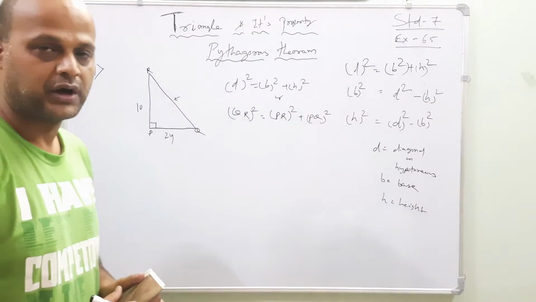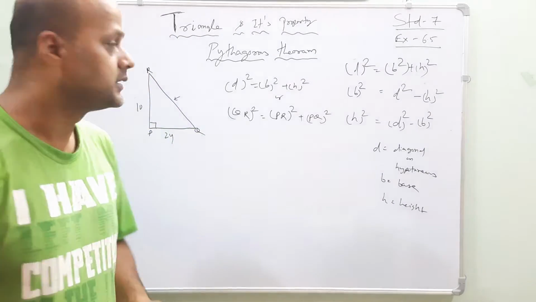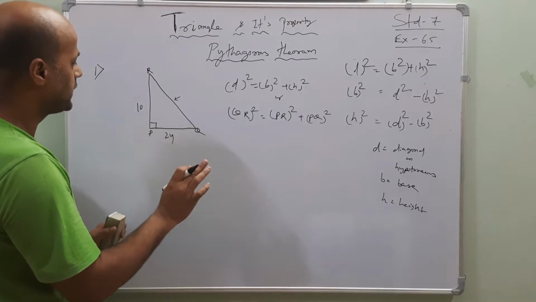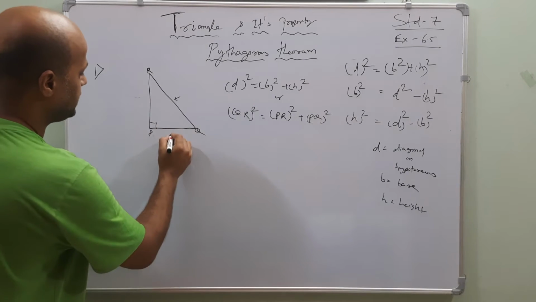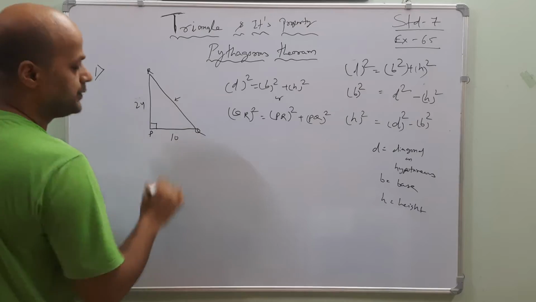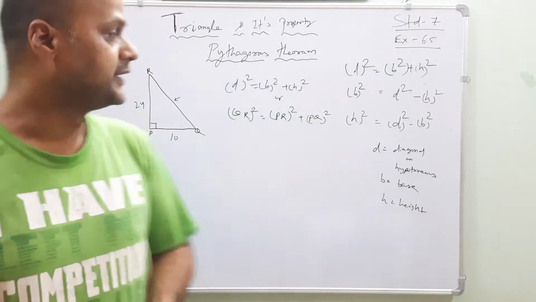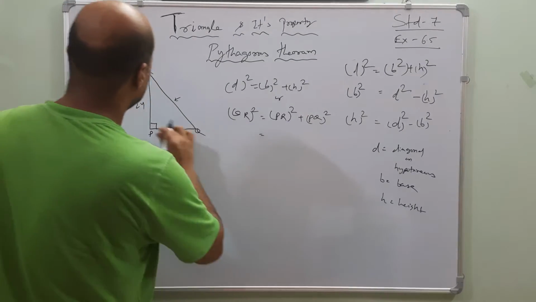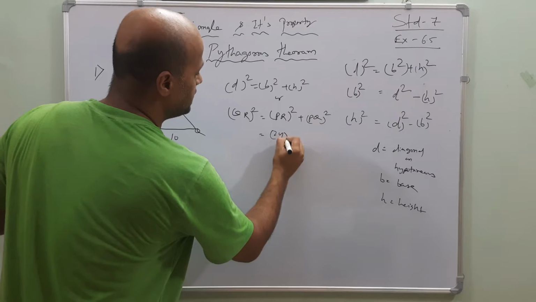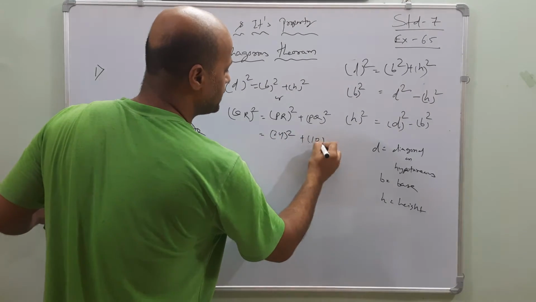In this manner you have to represent the base and height. Now base and height are okay. Sorry, 10 and 24. PR is 24. Now put the values. PR is 24 square plus PQ is equal to 10 square.